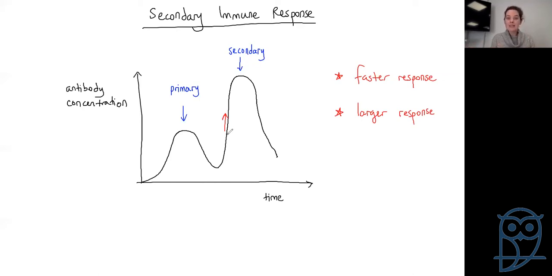And that's what it is about the secondary immune response. The secondary immune response is faster and larger than the primary immune response, and that is because of the memory cells.